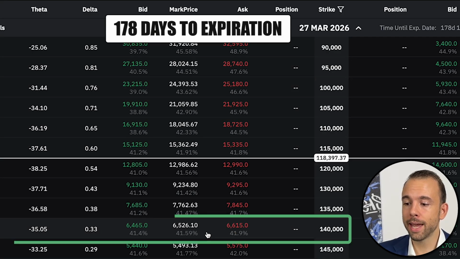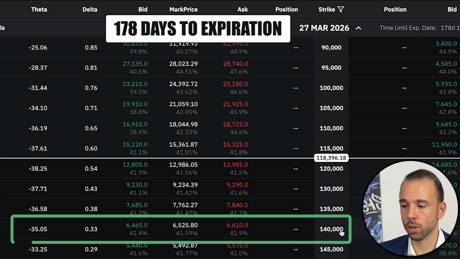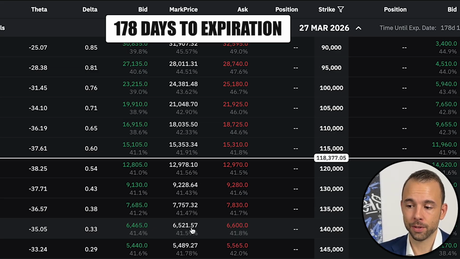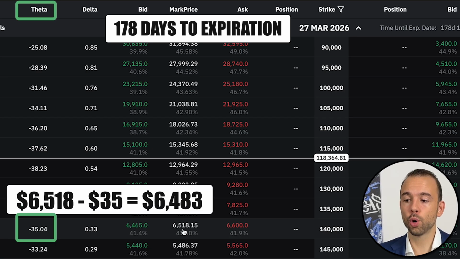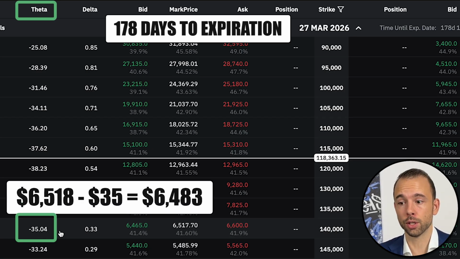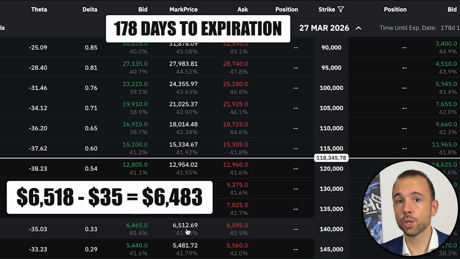And now let's take a look at theta for long-term options. For example, let's take the call option with a strike price of $140,000. Here you can see that the mark price of the option is equal to $6,525. And theta in this case is equal to $35. So that means in this case, if nothing changes, tomorrow this option premium will decrease by $35 and will be equal to roughly $6,480, if all other factors stay the same.